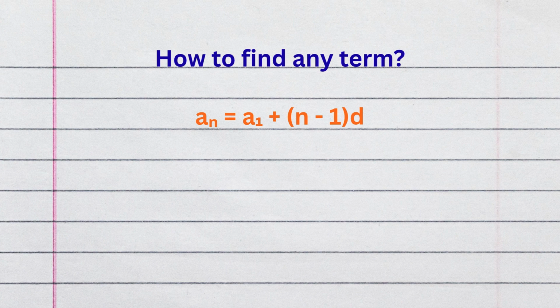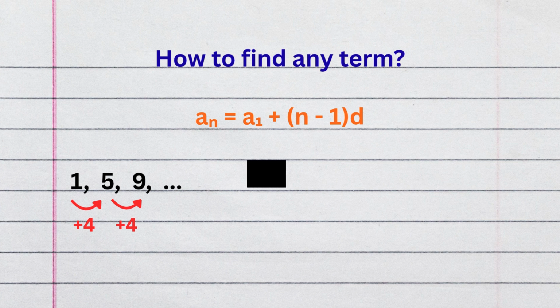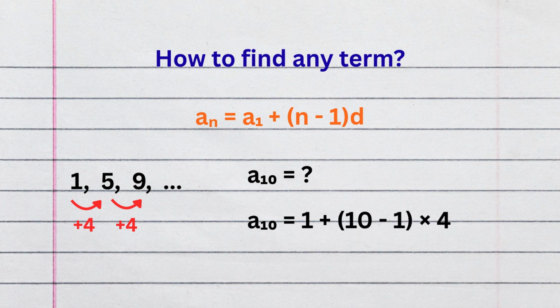For example, in this arithmetic sequence with a common difference of 4, we want to find the 10th term. So, just replace n with 10 and d with 4. So, to find the 10th term, we take the first term, which is 1, and then add 10 minus 1 times 4. So, the 10th term equals 1 plus 9 times 4, which is 37.